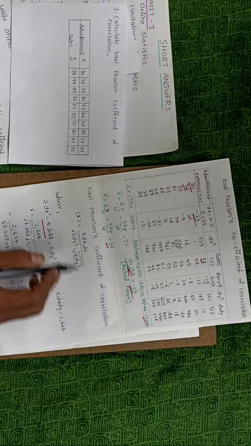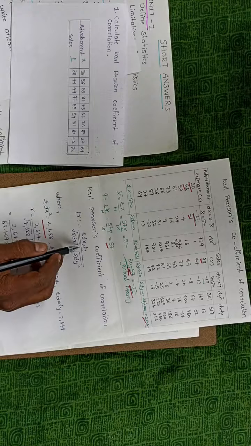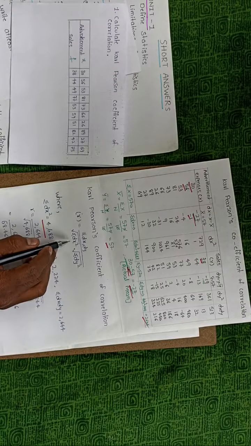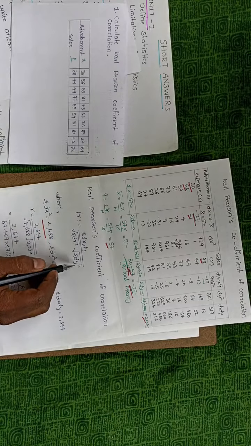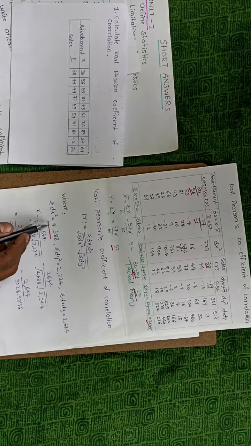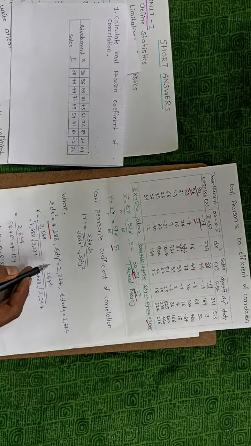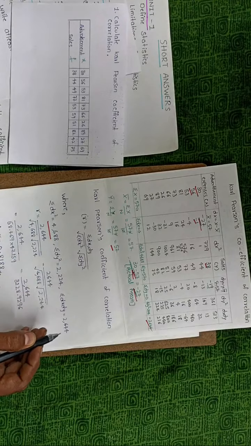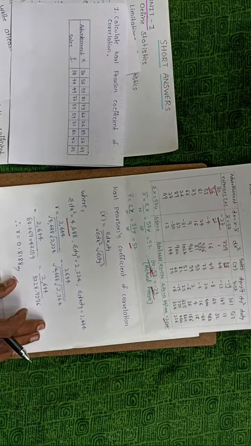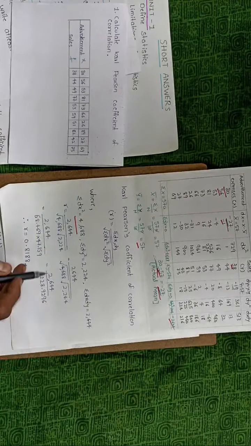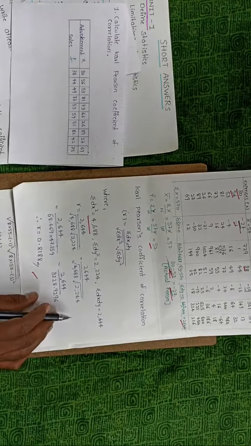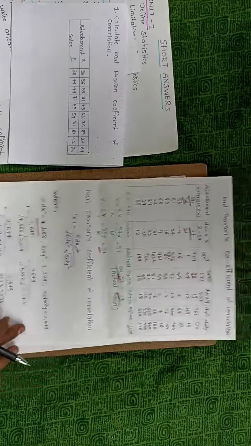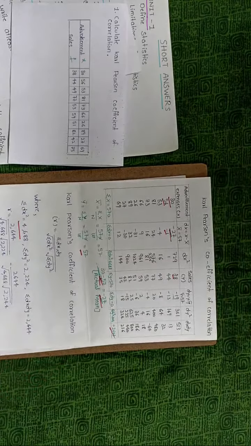After calculating all the sums, simply substitute all the values in the Karl Pearson coefficient of correlation formula, that is r equals sigma dx dy by root over sigma dx square into sigma dy square, where sigma dx square equals 4688, sigma dy square equals 2224, sigma dx dy equals 2644. By substituting these values you can easily get the answer. Hope you all understood. Thank you.